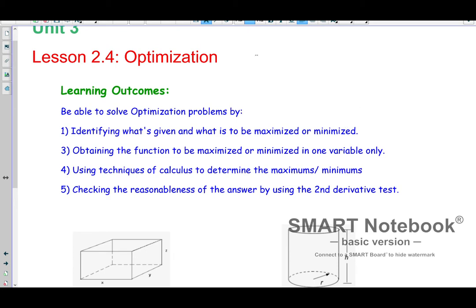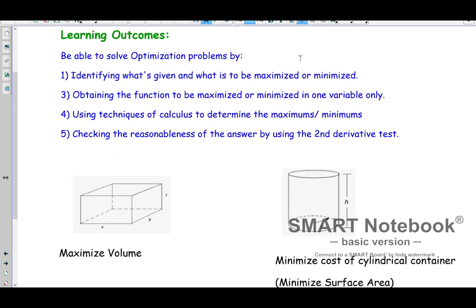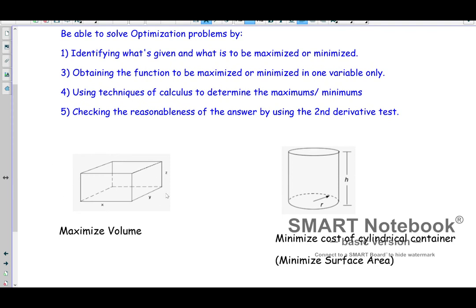So let me give you an example about what I mean by that. For example, they could tell you certain restrictions about the dimensions of the box. Maybe the length has to be twice the width, or there could be certain other kinds of restrictions. And within those restrictions, they could ask you to design a box that will contain the most amount of material. So maximize the volume, that is.